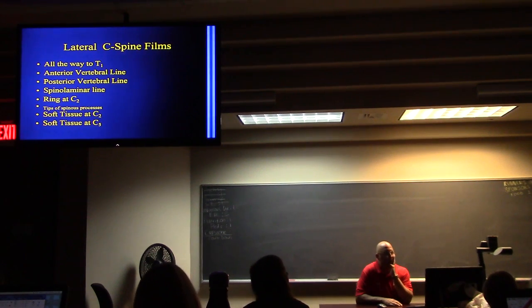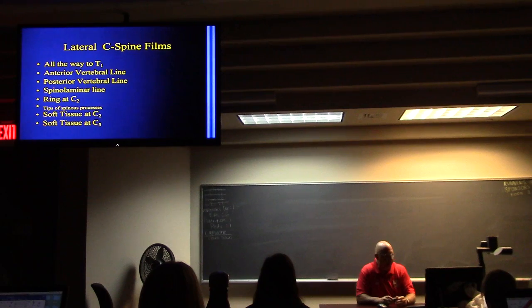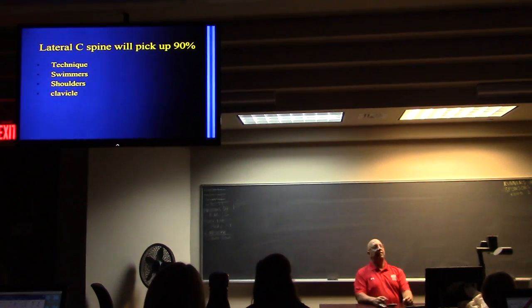The lateral C-spine film will pick up 90% of the pathology. One view is no view. You still have to get the PA view and the open mouth evaluation. But when you're looking to make sure that all 7 of them are there, we're going to assess the anterior vertebral line, the posterior vertebral line, the spinolaminar line. We're looking at the ring at C2, the tips of the spinous processes, soft tissue at C2, and soft tissue at C5. So those are all the things we're looking at, and this will become common to you when we get going.